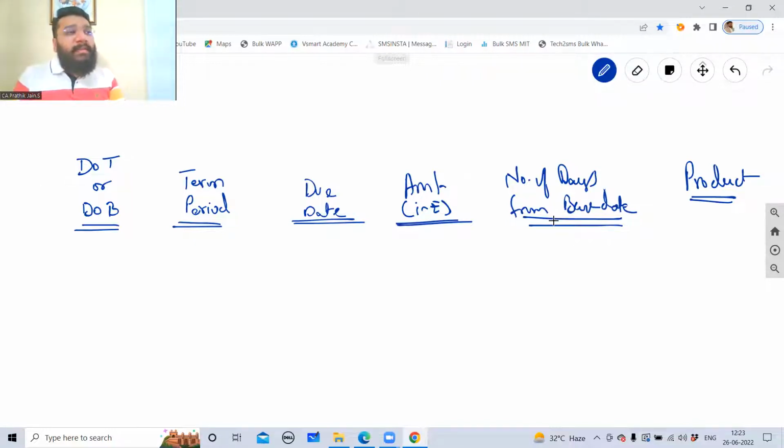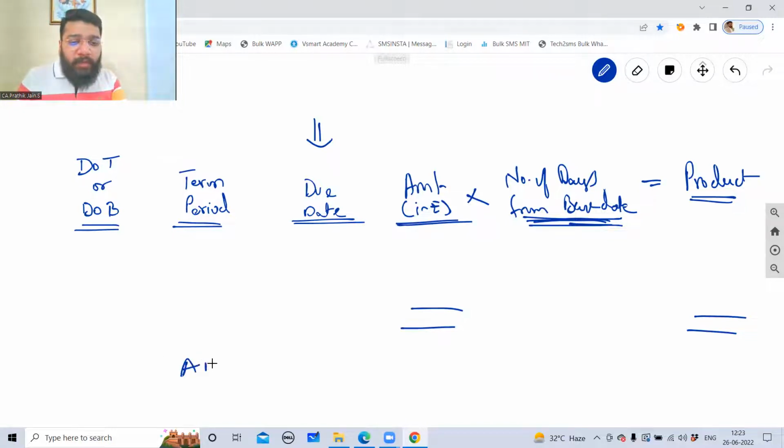Now, how will you take the base date? In the due date column, you will identify a date which is the earliest date or the least date. That will become your base date. So from base date to the due date, you have to calculate the number of days. So amount into number of days will give you the product. So this is the total of the product, and this is the total of amount.